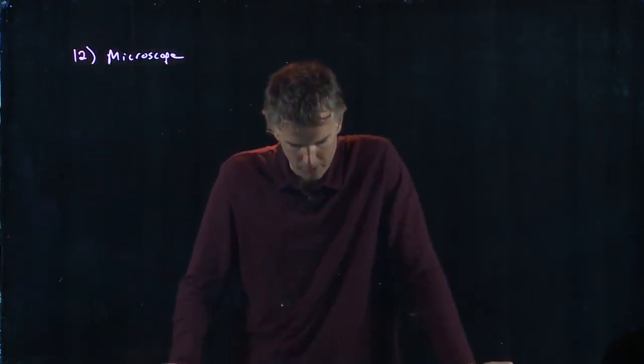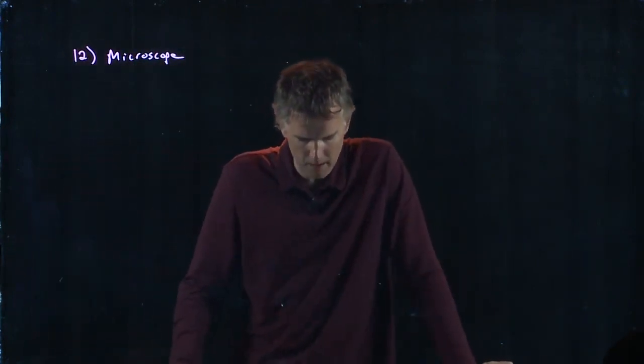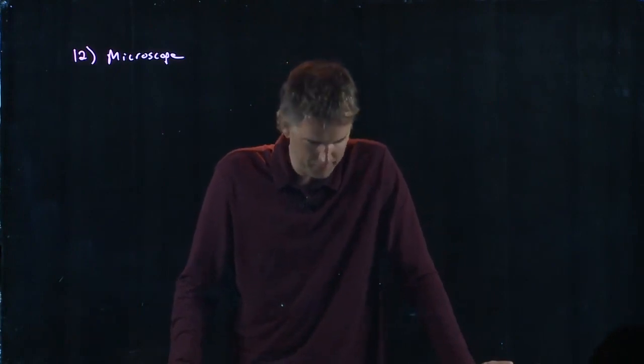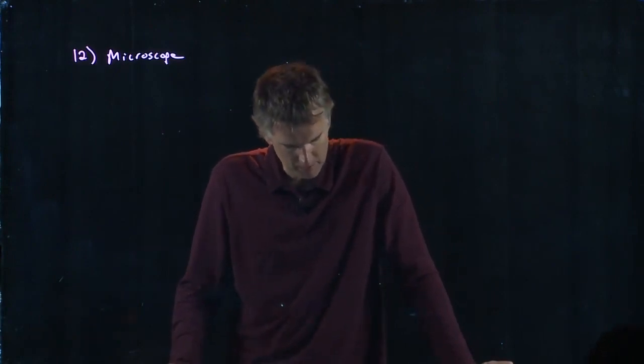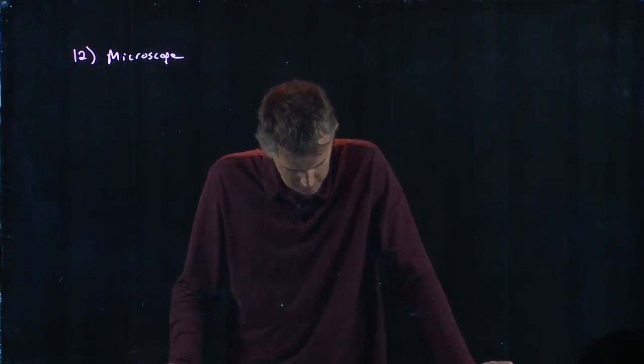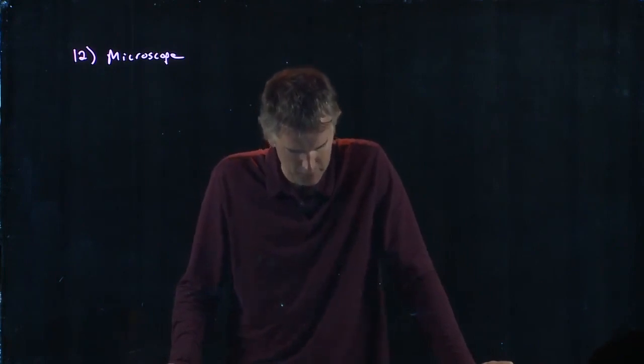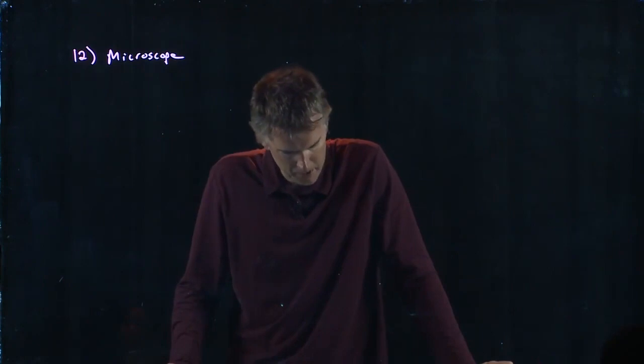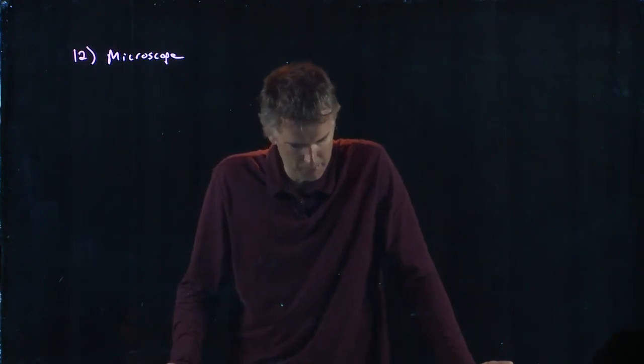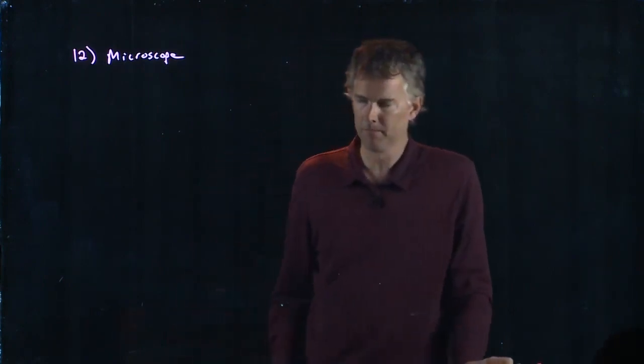A compound microscope has an 18 centimeter long barrel and an objective lens with a focal length of 8 millimeters. What's the focal length of the eyepiece to give a total magnification of 240? It's adjusted for minimum eye strain for persons with a near point of 25 centimeters.